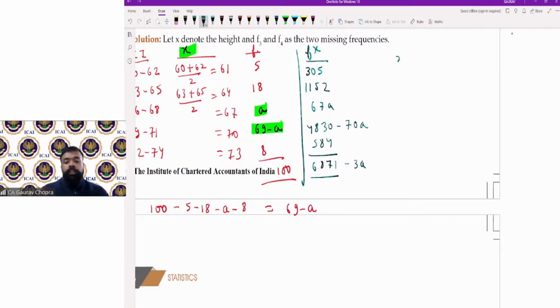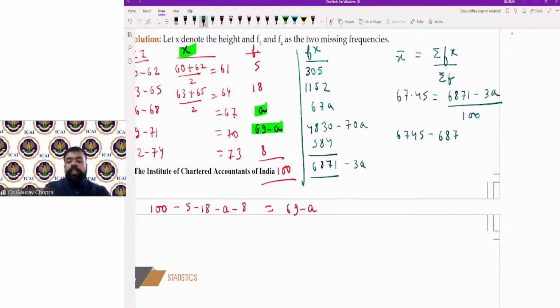Now apply the formula. X bar is equal to sigma fx upon sigma f. What is x bar? X bar is 67.45, equal to 6871 minus 3A divided by 100. So let us calculate 6745 minus 6871 is equal to minus 3A. So how much are you getting? 126 divided by 3. A is equal to 42.